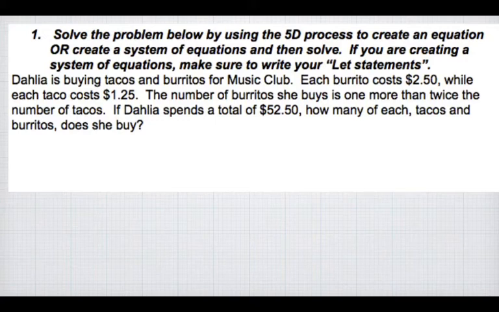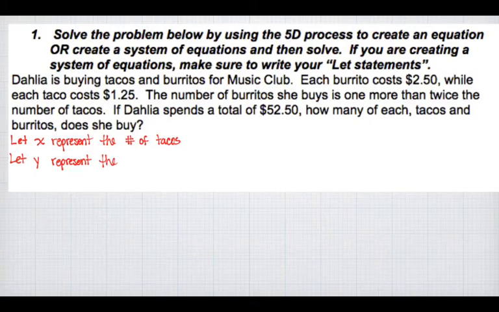So let's write a couple of let statements. So I know that I have tacos and I have burritos, so I'm going to let x represent the number of tacos. Let x represent the number of tacos. And since x is representing the number of tacos, I'm going to let y represent the number of burritos.